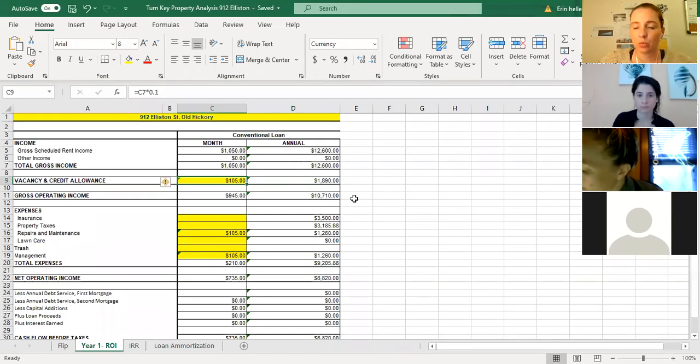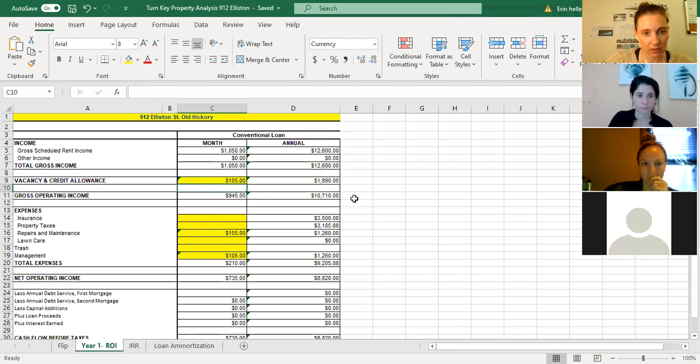But this number you want to pull from your market. You can find this data on Zillow Research, or you can probably just Google it: what's the vacancy rate for such and such zip code? What's the vacancy rate for this neighborhood? The more specific you can get, the better. And then verify that with a property manager. So we're just going to leave this at 10. Your gross operating income then just takes your rent that's coming in and subtracts out your vacancy allowance. So you're looking at $945.